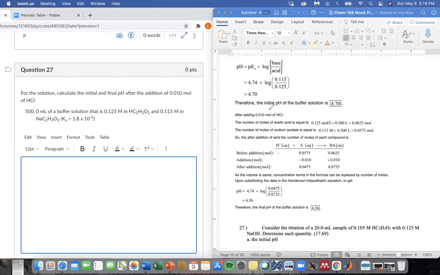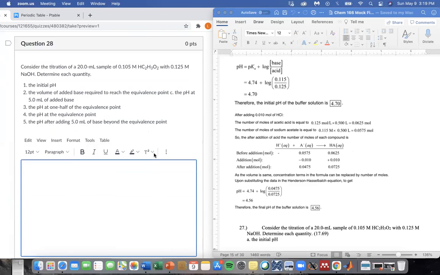As a little check in your head, you can say, okay, the initial pH was 4.70. Because I'm adding in HCl, which is a strong acid, that should reduce the pH. So the pH after the addition of 0.01 moles of HCl should be lower than my initial pH, and it is. That's a quick check you can do in your head just to make sure that you did everything correctly.